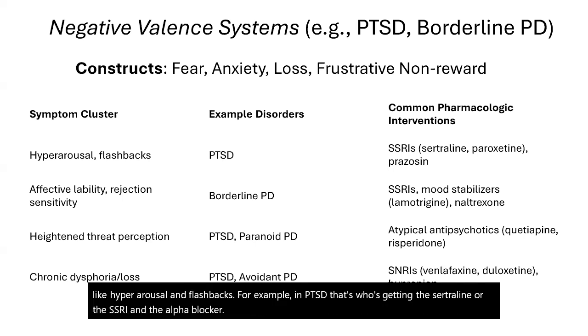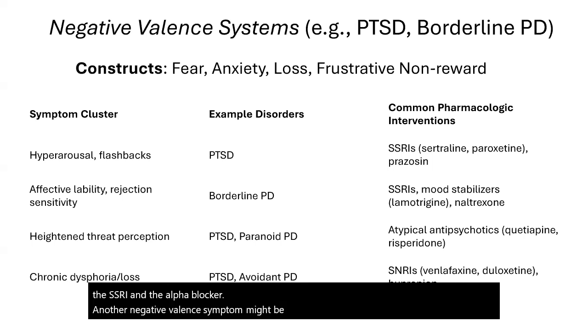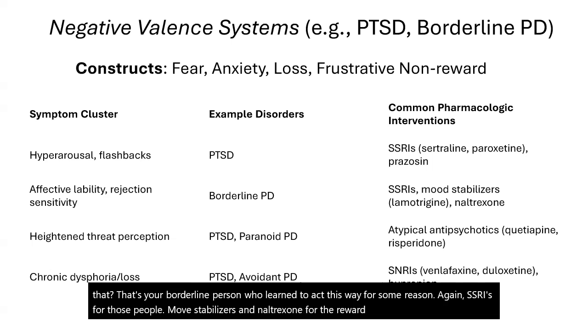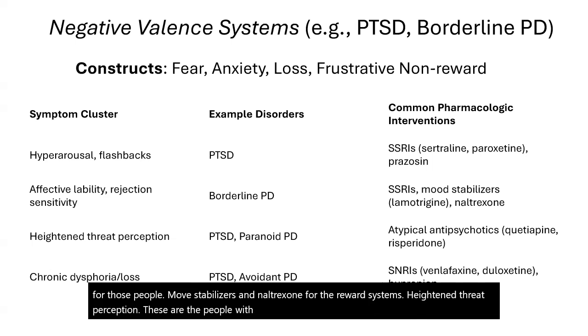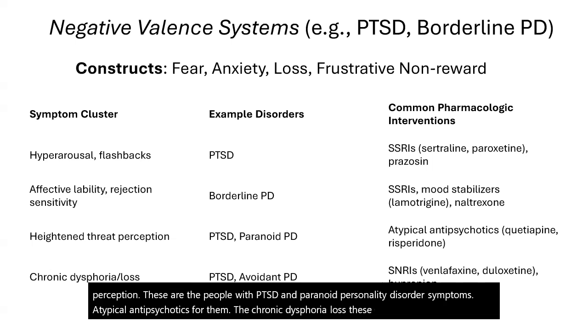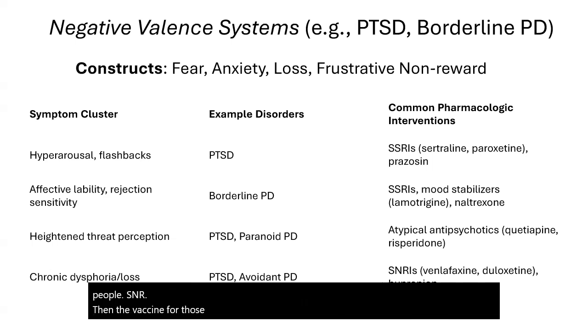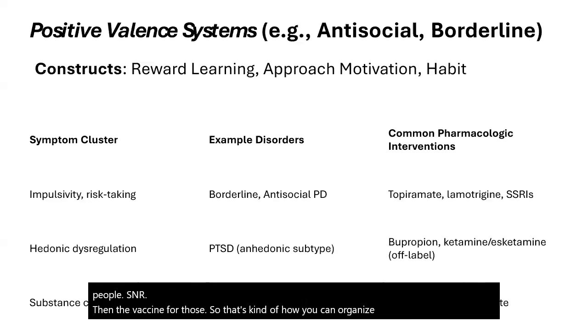Another negative valence symptom might be affective lability, rejection sensitivity. Who has that? That's your borderline person who learned to act this way for some reason. Again, SSRIs for those people, mood stabilizers, and naltrexone for the reward systems. Heightened threat perception. These are the people with PTSD and paranoid personality disorder symptoms. Atypical antipsychotics for that. The chronic dysphoria, loss, these are the PTSD avoidant people, SNRIs and venlafaxine for those. So that's kind of how you can organize what symptoms you are seeing.